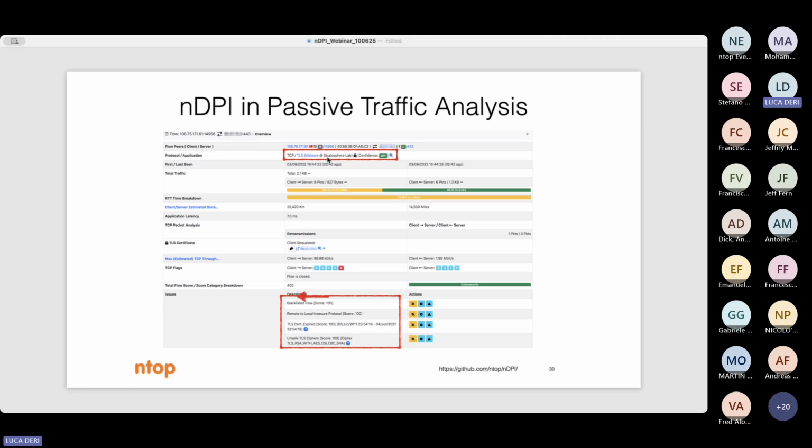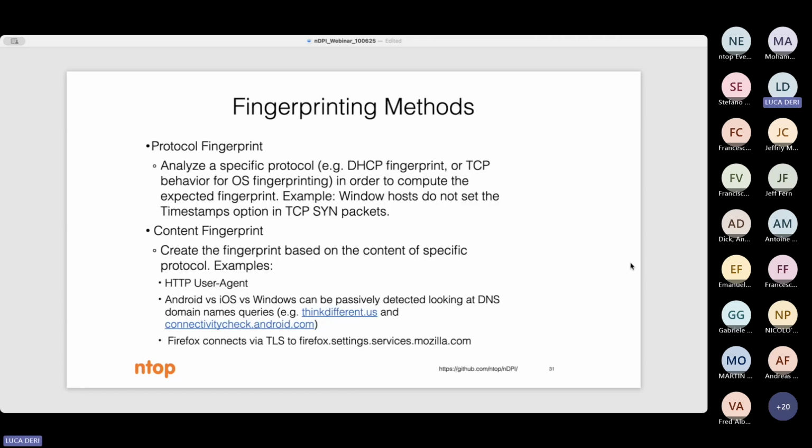And nDPI has loaded this data. Okay, we have instructed how to do that, and put this one inside the library, and thanks to that, we have labeled this traffic as malicious simply because of that. So this is the big picture in essence at the end of nDPI.